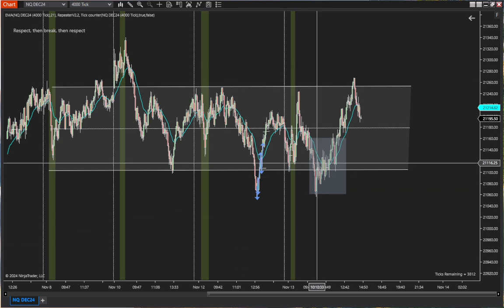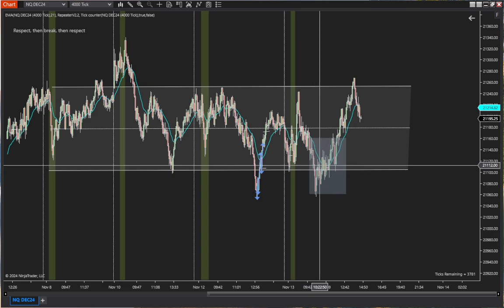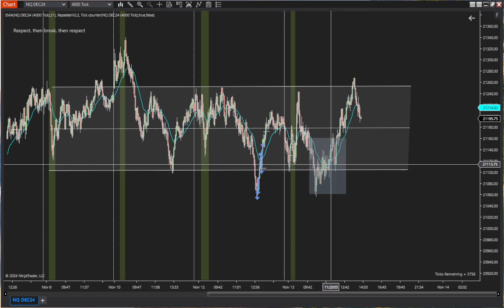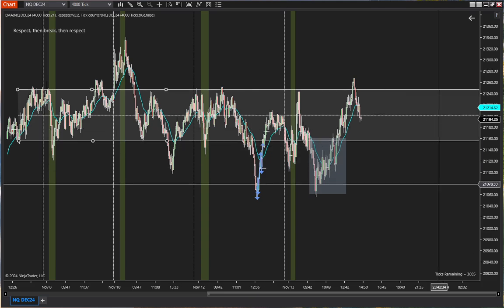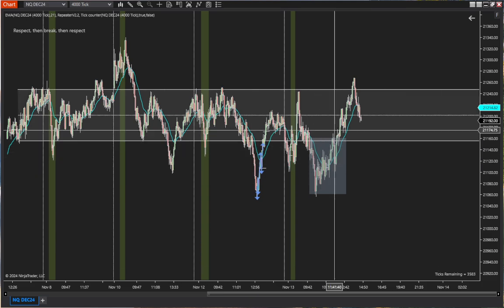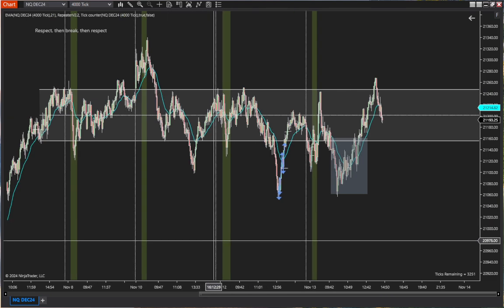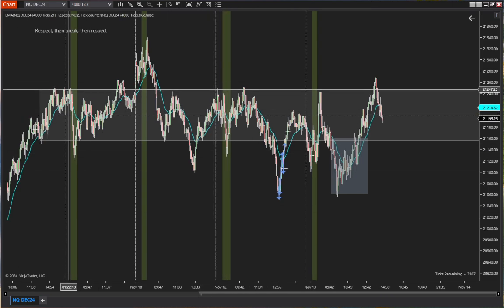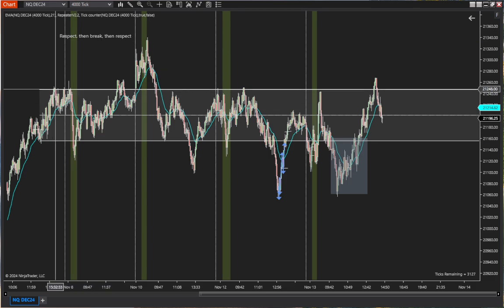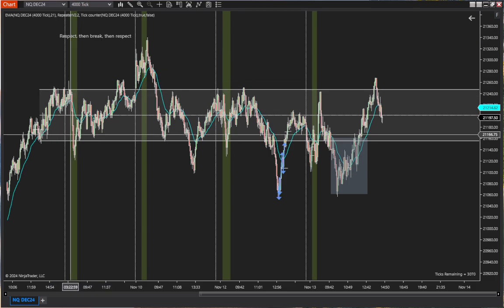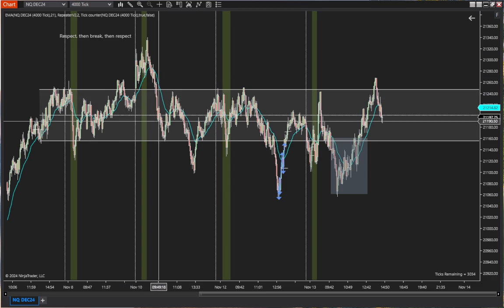You might be getting chopped the hell up down here thinking this is where the bottom of the range is, and you're getting chopped the hell up trying to go long, when I'm looking at it like that's below the range. I'm waiting for the break back in and to fade it, right? So that's what I do with my ranges. I like the respect, then break, then respect. Respect, break, respect, break, respect, break, respect, right?